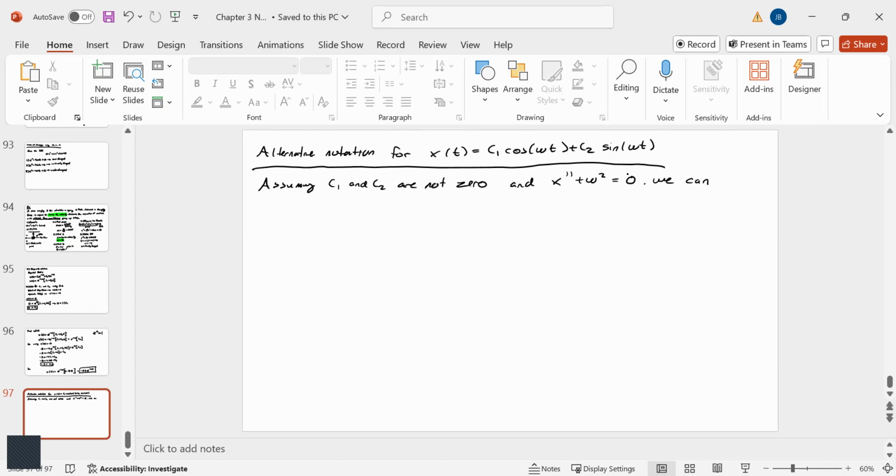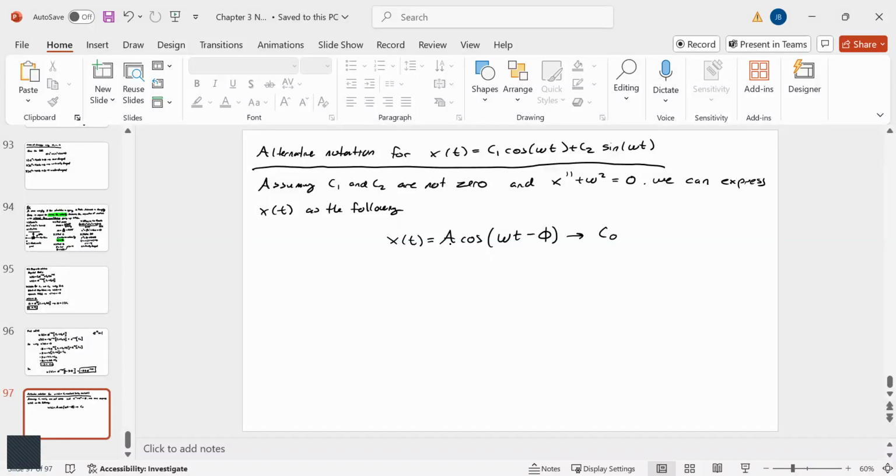We can express x of t as the following. So we're going to say x of t is equal to A cosine omega t minus phi. The homework will write it this way.